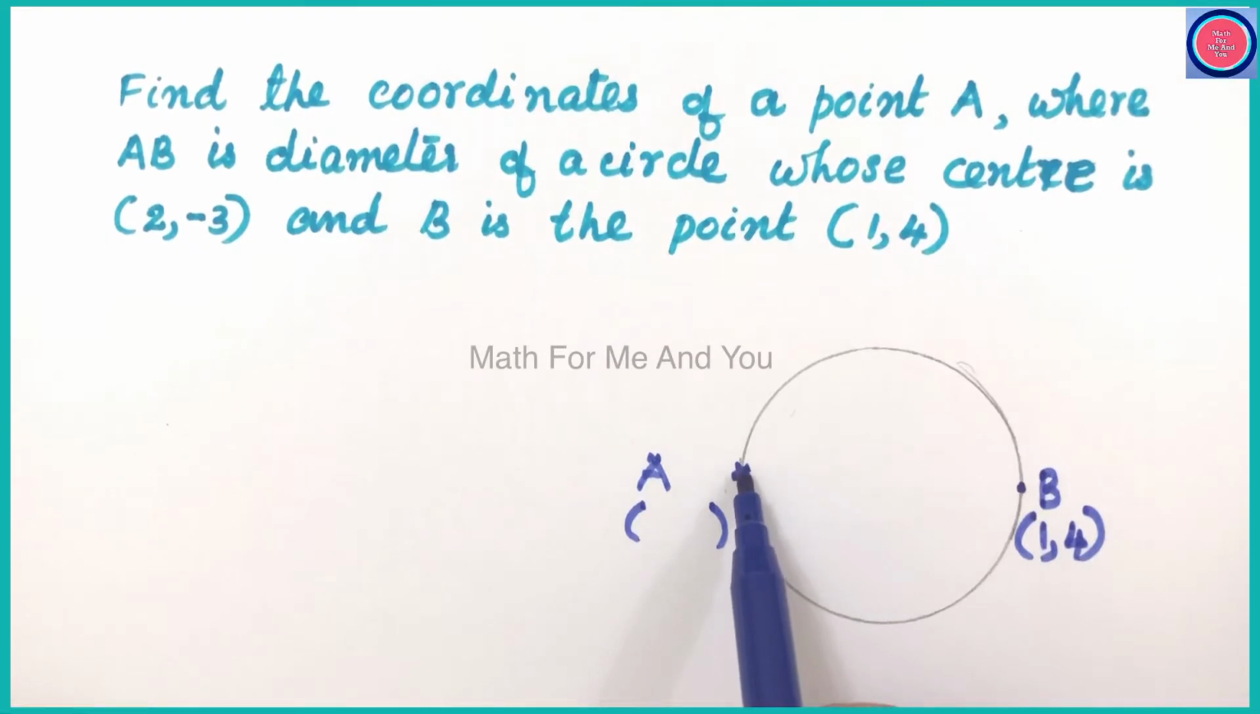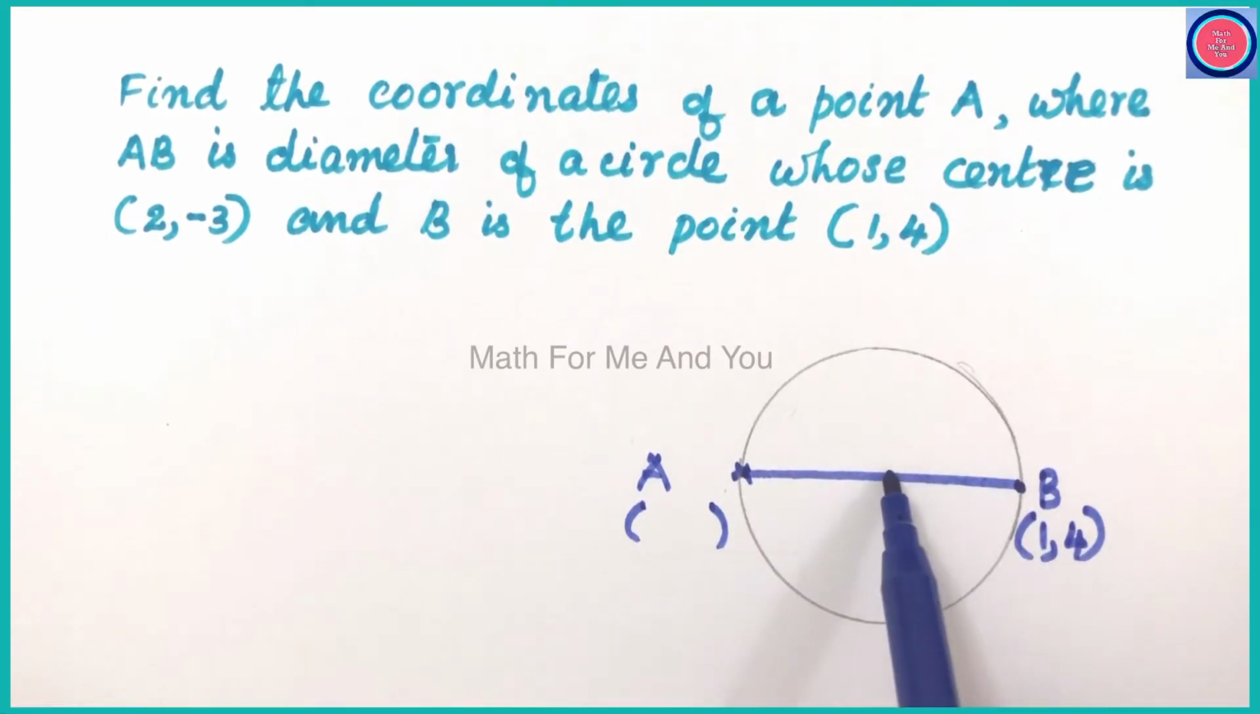That means when we join AB, it passes through the center, because we know that the diameter passes through the center. Also, the center is the midpoint of the diameter. So here the center is 2, minus 3. It is the midpoint of AB.